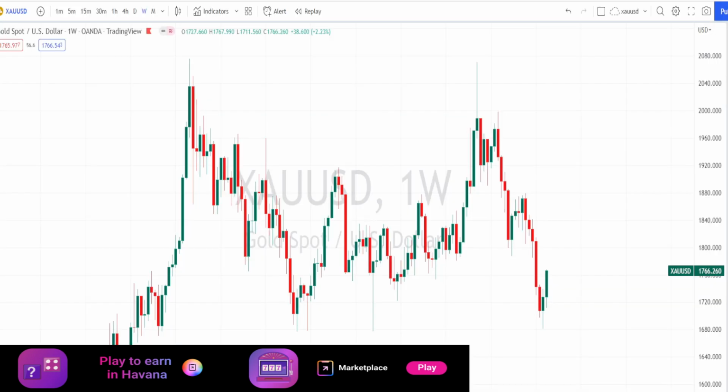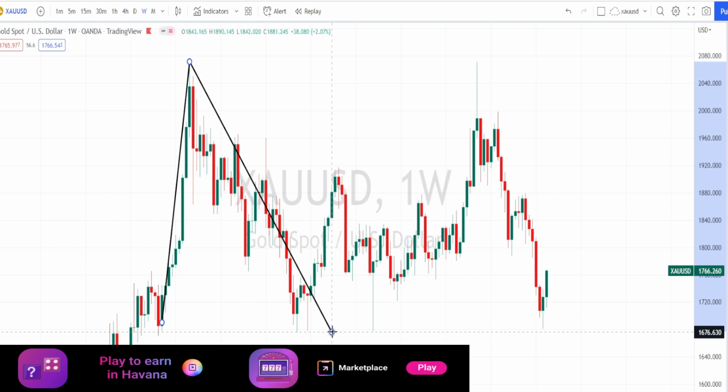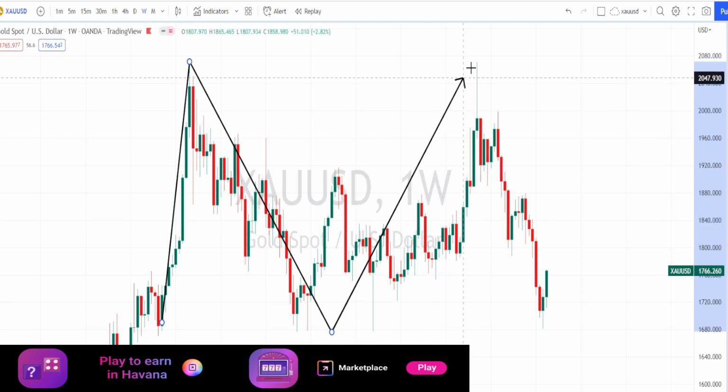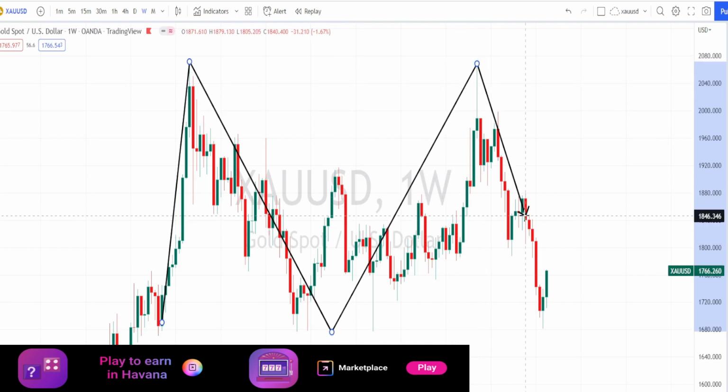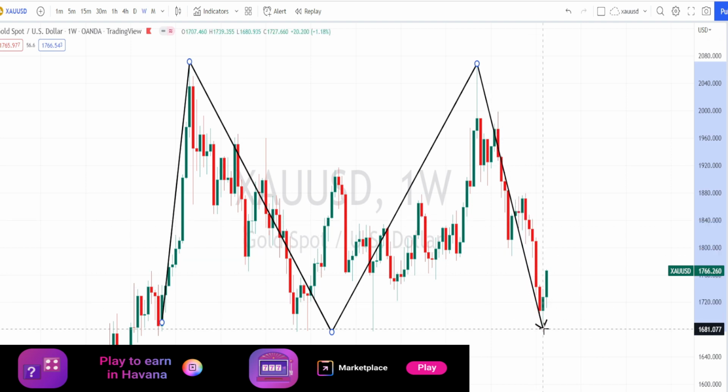I'm in weekly time frame now. When we look at the price action in weekly time frame, we already know that it went on a bullish trend, then it came back on a retracement, then it again bounced back on the bullish trend, and now it has completed its retracement up to the support level of 1680, and currently we are noticing the price action to make a retracement from this past support level of 1680.